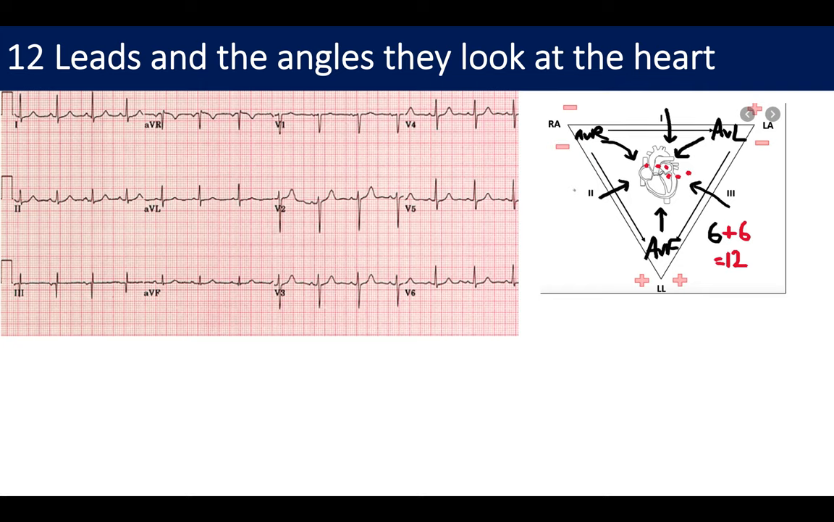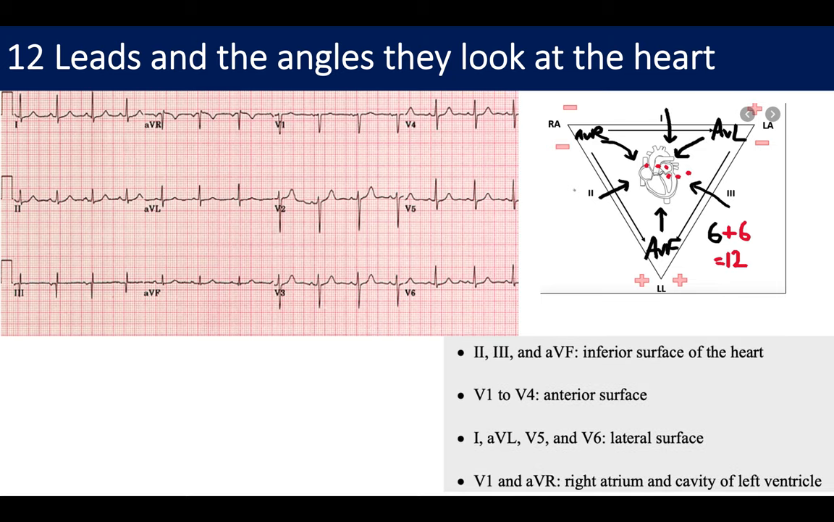If you look at my diagram, leads 2, 3, and aVF correspond to the inferior surface of the heart, so that makes sense. If you have any sort of myocardial infarction, an ST segment elevation would take place in leads 2, 3, and aVF. So instead of memorizing this concept by heart, you need to learn how Einthoven's triangle works and understand that.